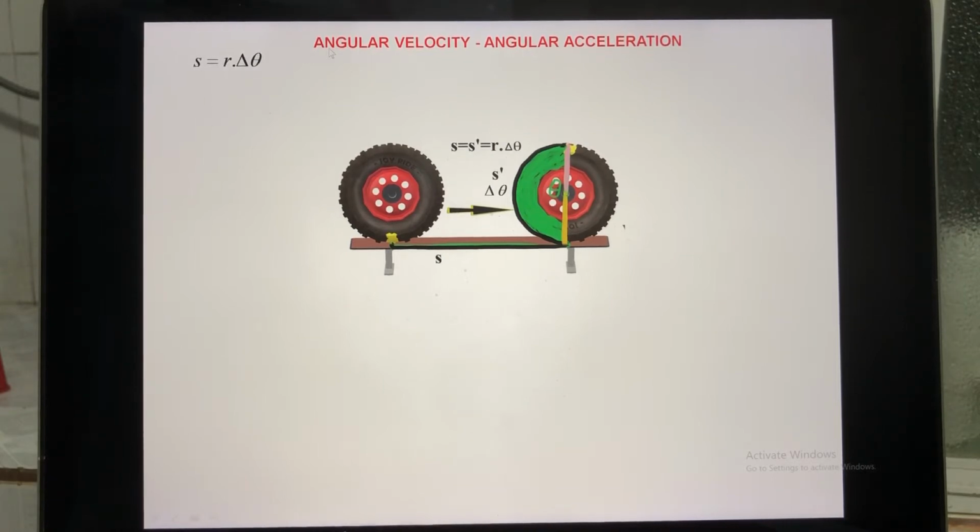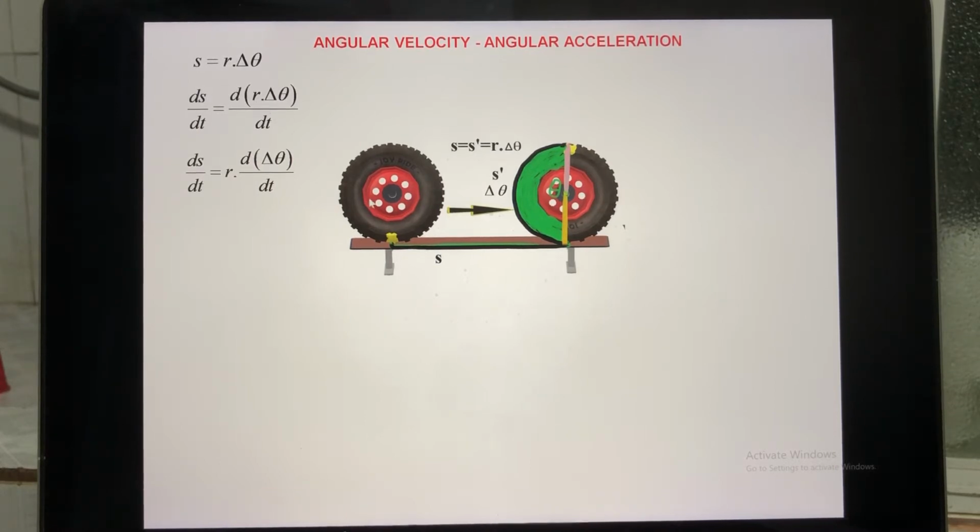So now, to calculate the angular velocity, I start from this relation between the linear distance and the distance on the wheel related to the angle like this. So we start from here. Now I take the derivative of both sides of the equation. So I take the derivative of s with respect to time, so I have a velocity. But later I will talk about it. Let's talk about this one first.